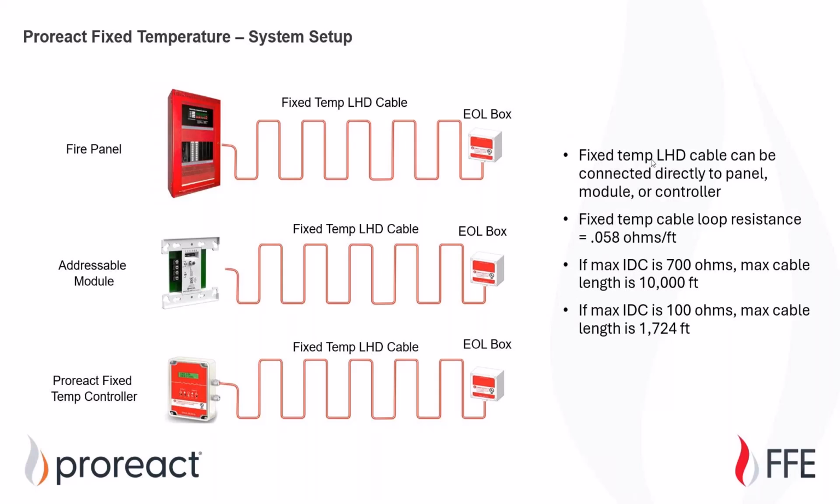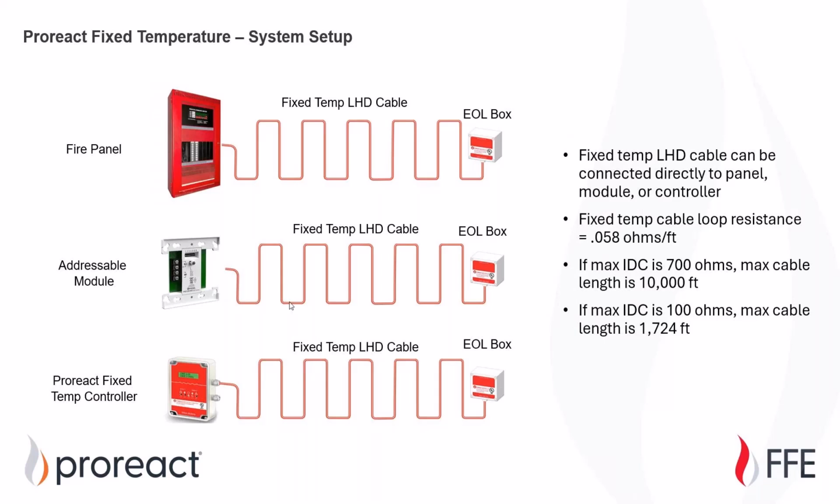You have those three options where the cable is connected, and then you also have a very low resistance compared to some other linear heat detection products on the market, at 0.058 ohms per foot. So with Potter, I know that there might be an IDC cap that's advertised for devices not being over 100 ohms. Talking with James, he said that internally you have a rule that for linear heat detection, the max resistance or impedance DC is actually 700 ohms, and that applies to linear heat detection.